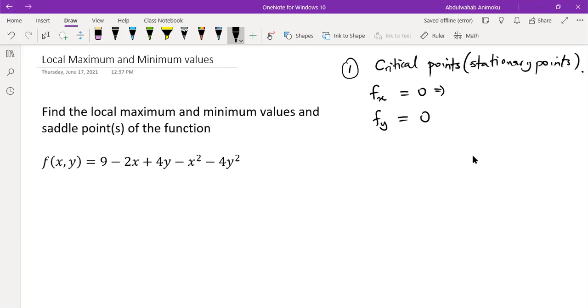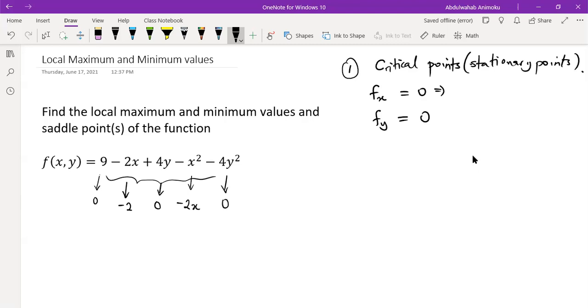So fx is basically the derivative of this with respect to x, and we have a polynomial function here, so we know it's differentiable everywhere, so we can just quickly find the derivative. The derivative of a constant is 0. The derivative of minus 2x is going to be minus 2. The derivative of 4y will be 0 because y is looked at as a constant when you're differentiating with respect to x. So this part will be 0. And here we're going to have a difference. The derivative of this is going to be minus 2x, and of this is going to be 0.